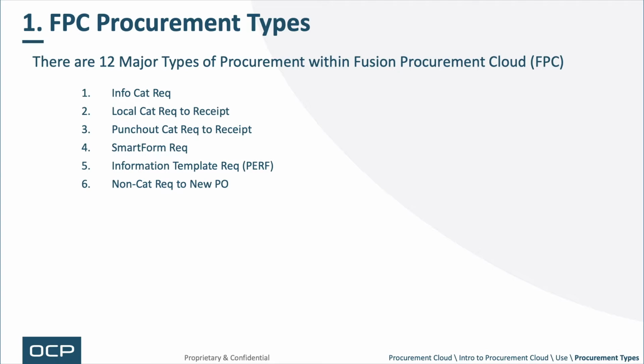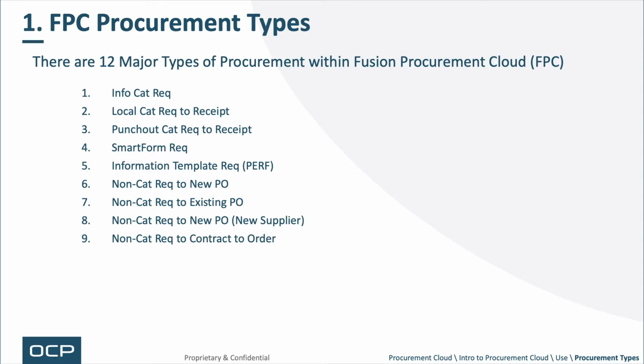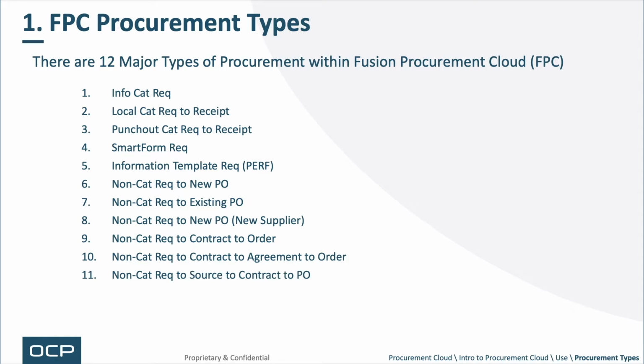Next, non-catalog request to a new PO. Non-catalog request to an existing PO, aka change order. Non-catalog request to a new PO with a new supplier. Non-catalog request to contract to order. Non-catalog request to contract to agreement to purchase order. Non-catalog request to a sourcing event to a contract and then to a PO. And lastly, non-catalog request to a sourcing event to a contract to an agreement to a purchase order. Those are the Fusion Procurement Cloud procurement types.